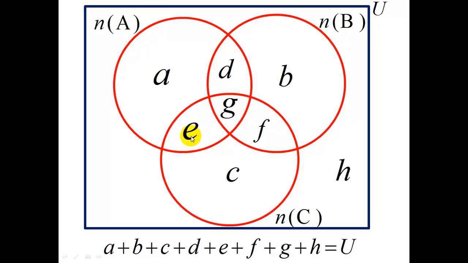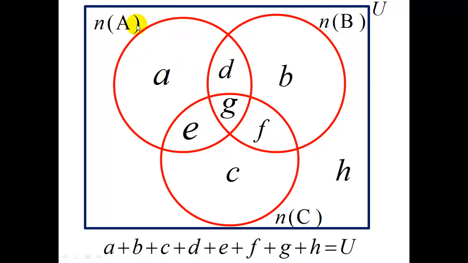Now E represents students who read only Agric and chemistry. But when you add E to G, it represents students who read Agric and chemistry. Now F represents students who read only biology and chemistry. But when you add F to G, it represents the region of students who read biology and chemistry.